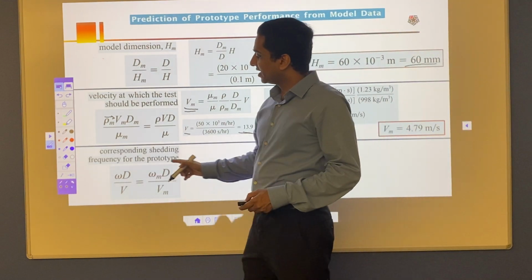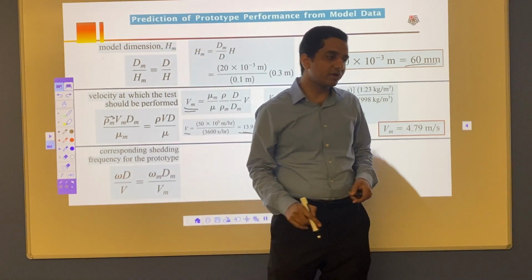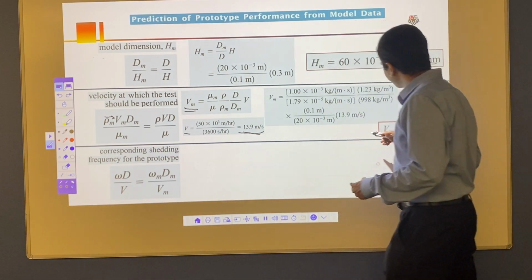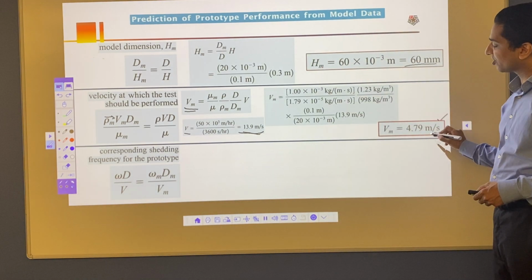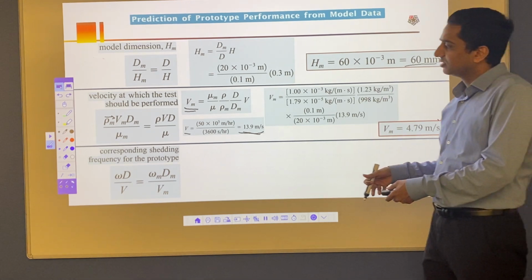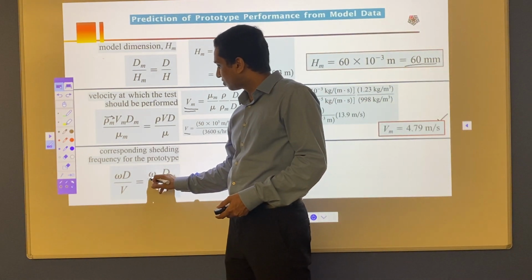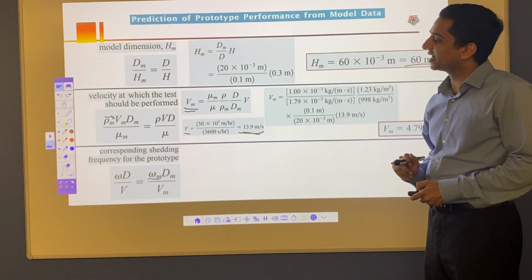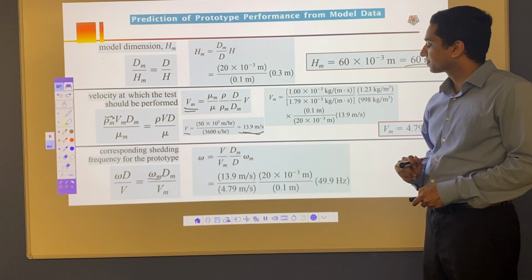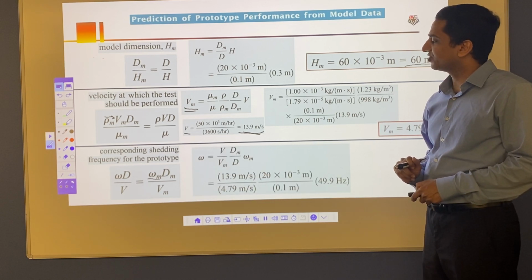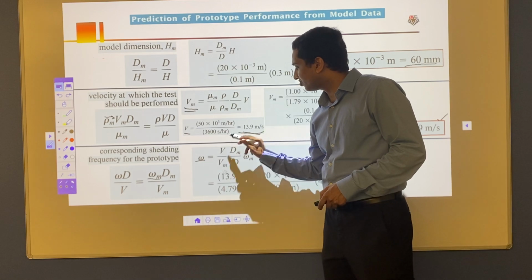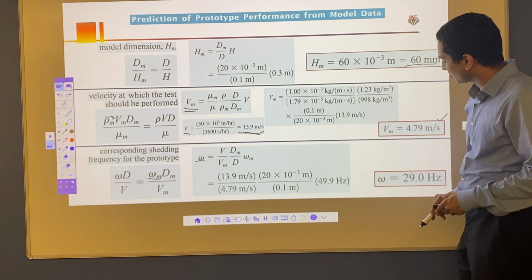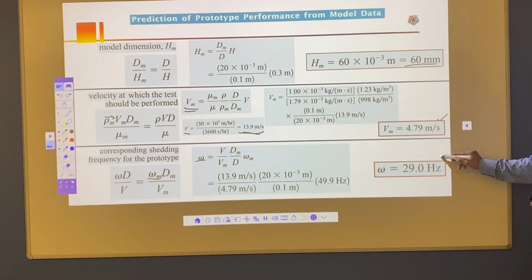Now, next part. Your objective is to calculate the shedding frequency, the corresponding frequency. As soon as you start doing your experiment with this velocity in your water tunnel, you will get the number for this one, which is given, which is around 49.9 hertz. So you put that 49.9 hertz and you should be able to calculate your frequency. You do your calculation, you use this relationship to calculate frequency, and then you will get your final frequency as 29 hertz. So that's the answer that you are looking for.